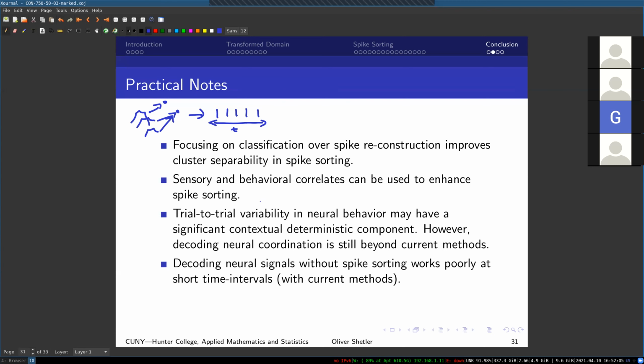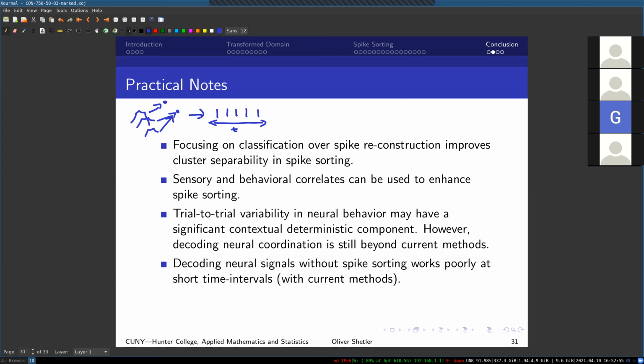Another thing is that trial-to-trial variability in neural behavior may have a significant contextual and deterministic component. However, decoding neural coordination is still beyond current methods. So this is kind of an up-and-coming thing, and this was back in 2010 when it was beyond current methods. So it's very possible that new methods have emerged. And so another kind of open problem, or really just a thing to keep an eye out for, is what are some deterministic models of how neural spikes change over time in response to environmental factors, and how do neurons coordinate as a group, and what are the deterministic components of that kind of coordination?